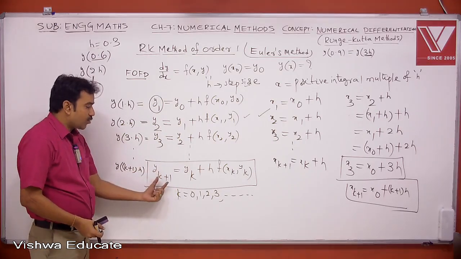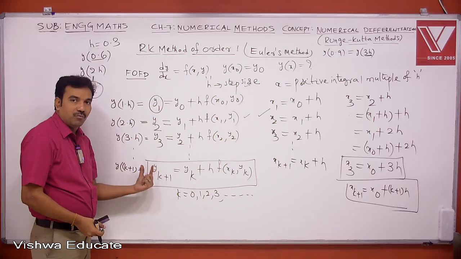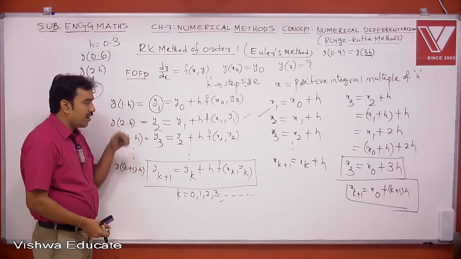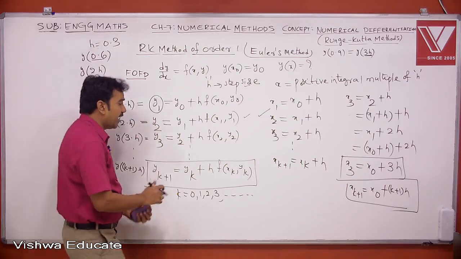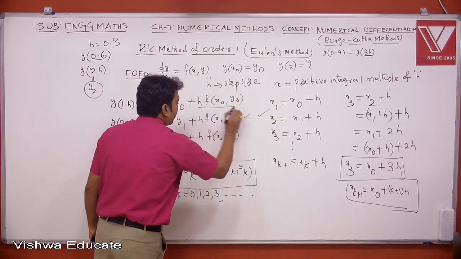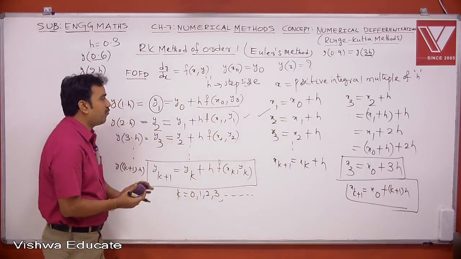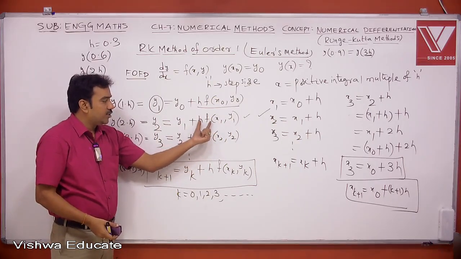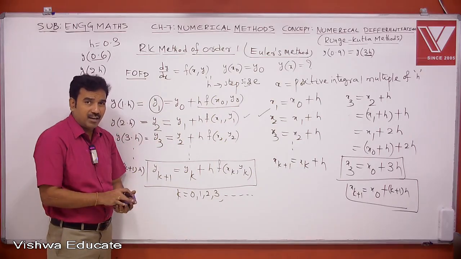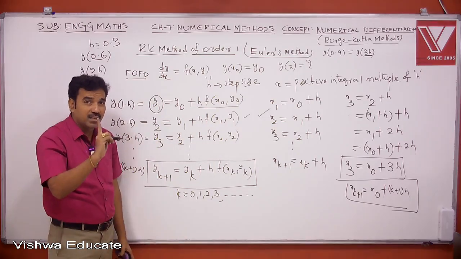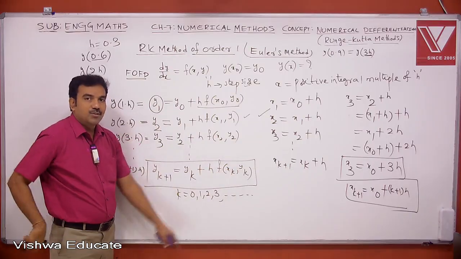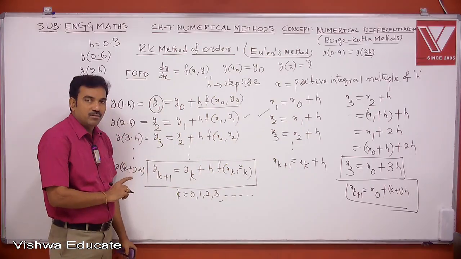So therefore, this is called Runge-Kutta method of order 1, or Euler's method. Why will it be called order 1? Because for every iteration, we are finding this. At first, we found h into f of x0, y0. In the second iteration, I evaluated h into f of x1, y1. So for every iteration, one single quantity is required. That is h into f of xk comma yk. So that's why it is called Runge-Kutta method of order 1.